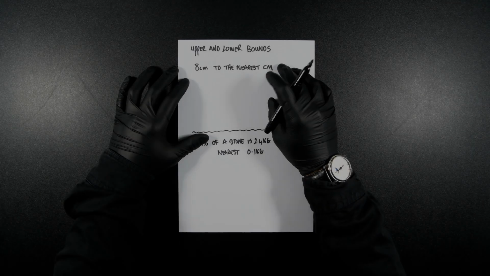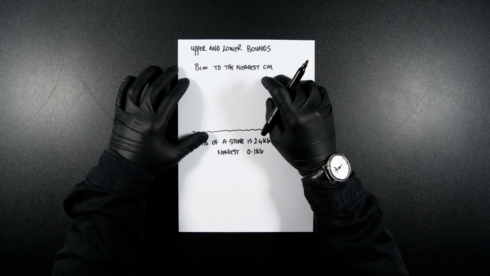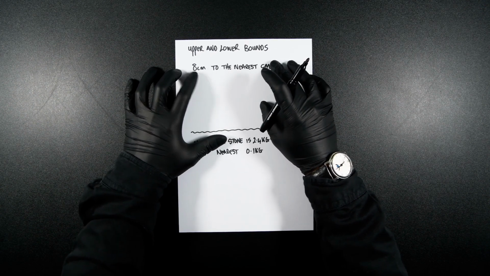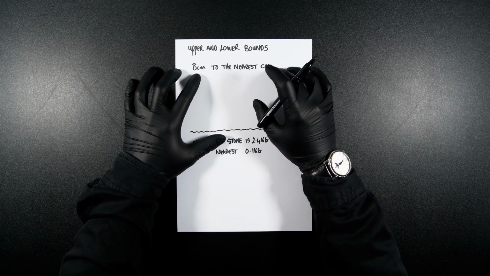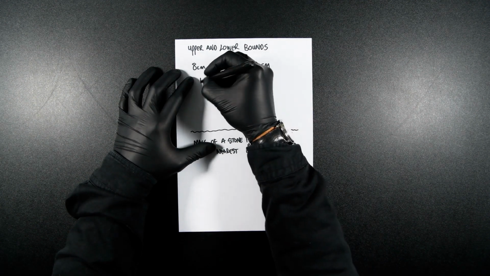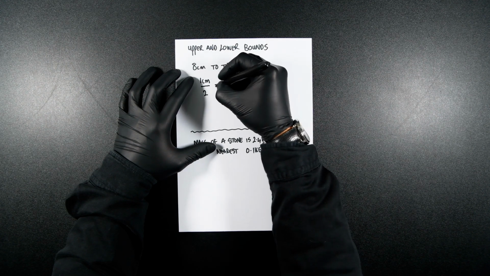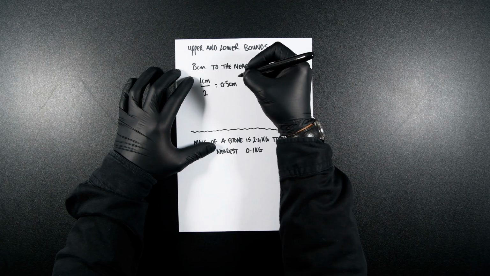You're probably 12 and you need to know how to do upper and lower bounds. So what you do is you basically ignore whatever the question is asking you, and you look at whatever the parameter is. So in this instance, it's 1 centimeter. You take 1 centimeter and you divide it by 2. So that's going to be half a centimeter, so 0.5 centimeters.